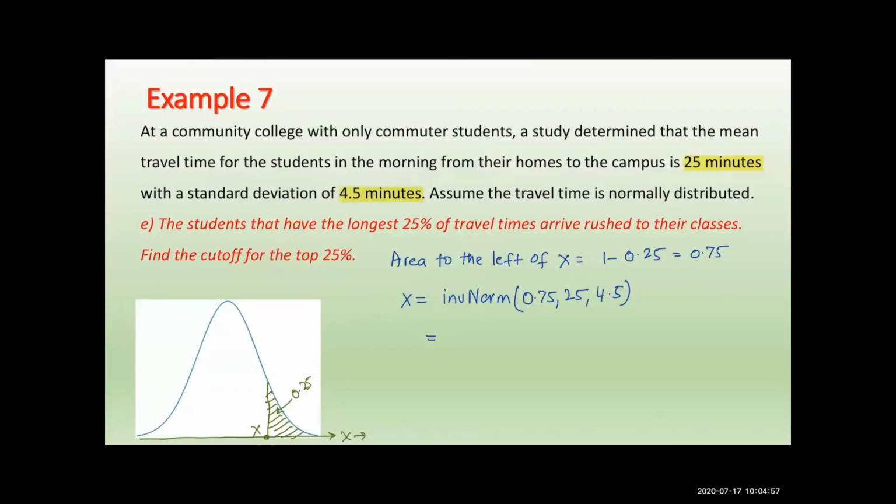We get this value. Let's copy this. In the calculator, we got 28.0352, or you can say approximately 28 minutes. That is the cutoff score for the top 25% of the students who take more than 25% of the total time to arrive at the campus, approximately 28 minutes. That is the cutoff score.